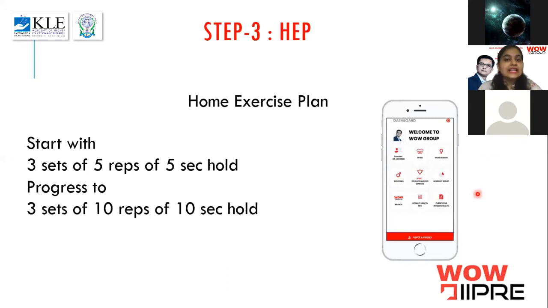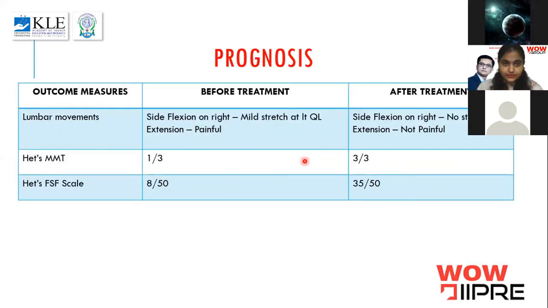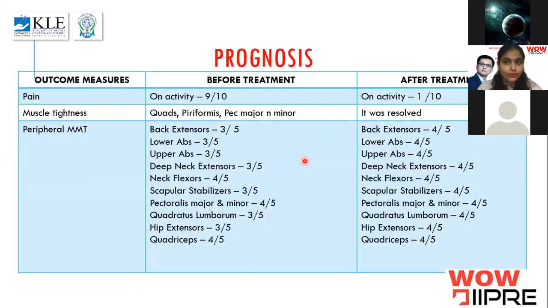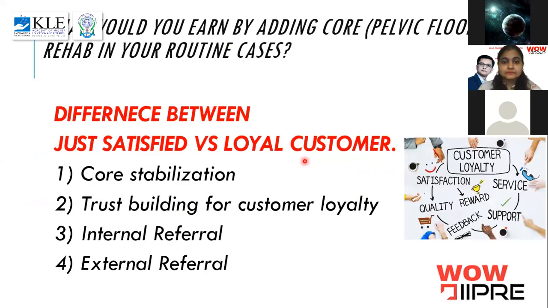At the end you can give them a home exercise plan through the WOW Group mobile application, which is completely free of cost. The patient just has to download the WOW Group mobile application and they can start with the home exercise plan. So, just asking them to do Kegels randomly, or asking them to do Kegels with the help of an audio visual input. An audio visual input for Kegels would always give you better results. So this was the prognosis, which I'm not going to go into in detail. You all might be getting it.